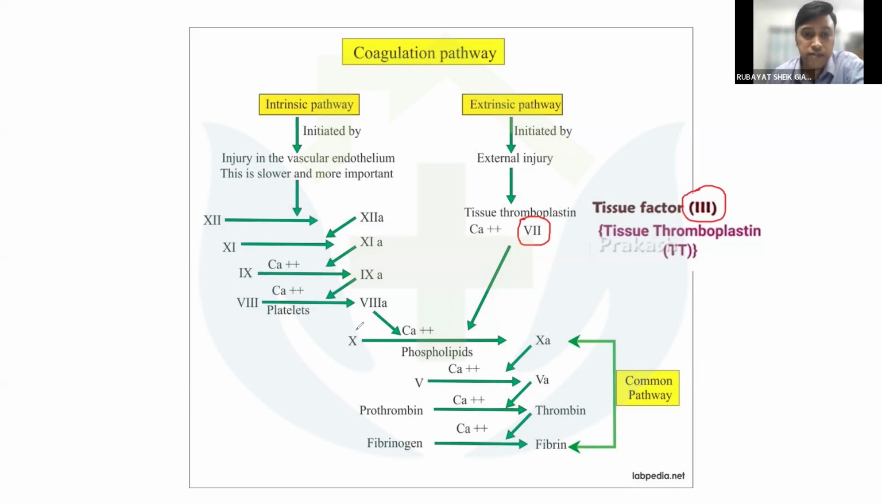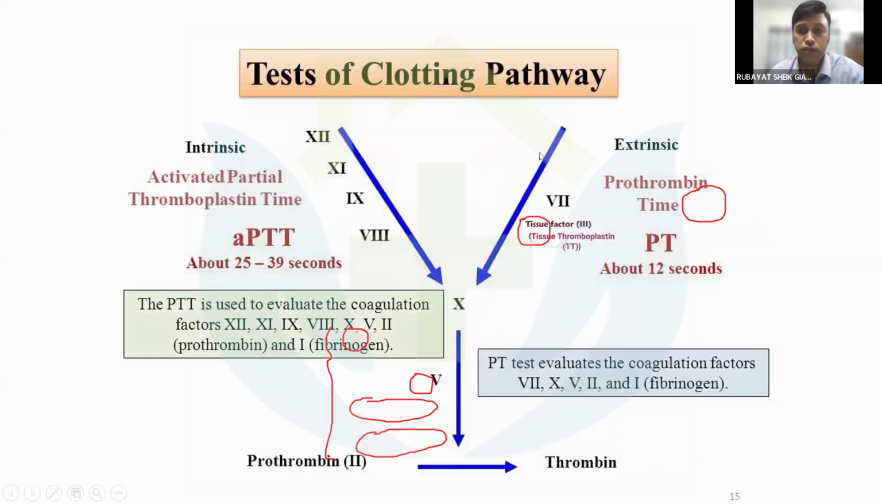And then there's the common pathway, which involves factors 2, 5, and 10. 2 meaning prothrombin, 1 is fibrinogen. So 1, 2, 5, 10 are common. 7 is the extrinsic pathway, and 8, 9, 11, 12 involve the intrinsic pathway. You need to remember these for future reference. Okay, so now we'll move on to the next thing.